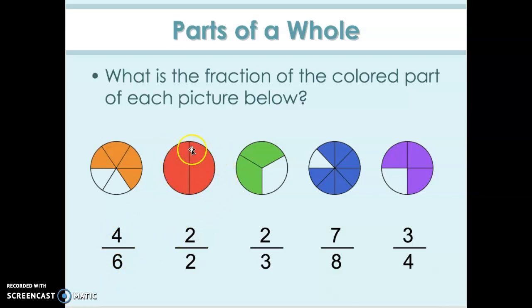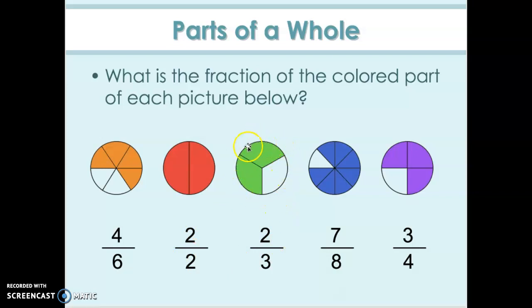If you see here, this is all colored in. How many are colored? 2, so that'd be the top number. The total is only 2. That'd be the bottom number. So that equals 1. If they are all colored in, this could equal 1. So if both of the numbers are the same, that equals 1.